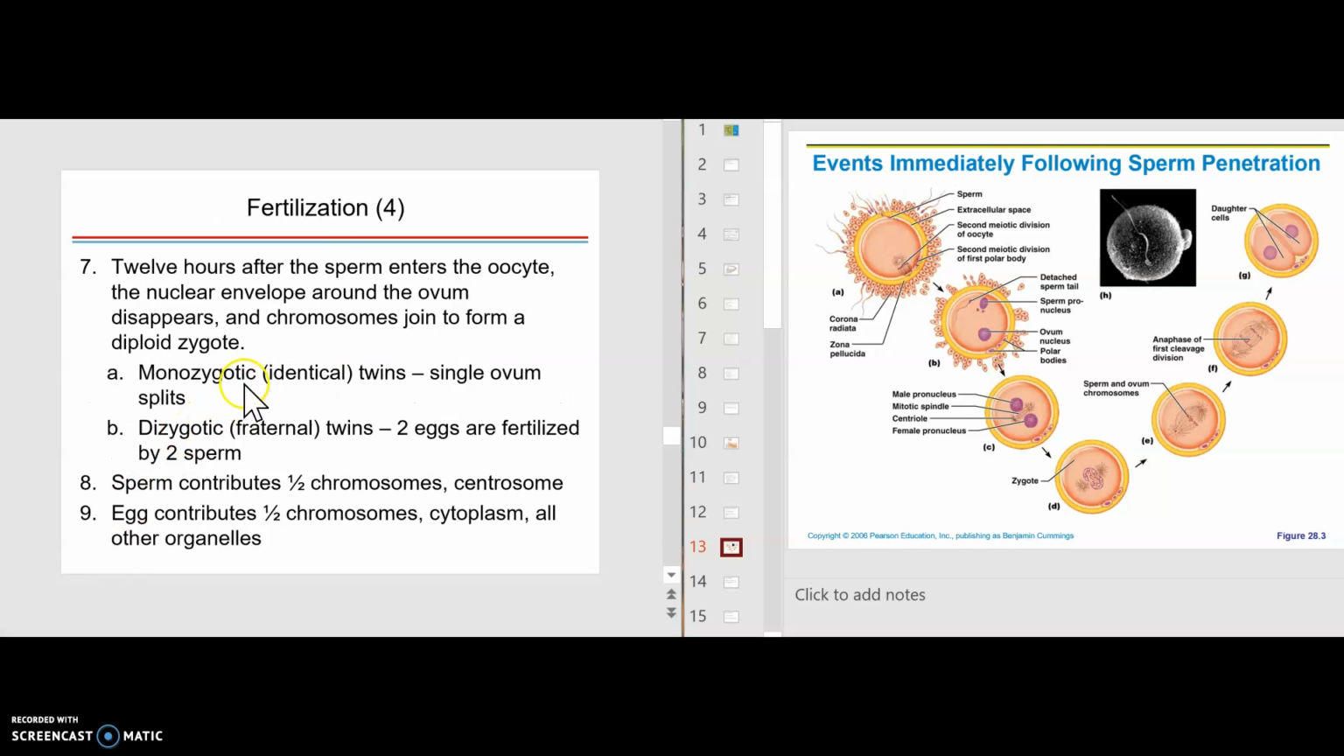Okay, so identical twins: a single ovum, but one sperm. So right here, these would separate into two daughter cells, and each would go its own way. So it needs to stay in that zona pellucida.